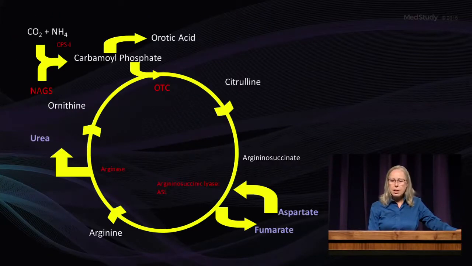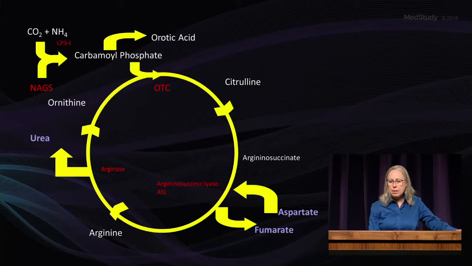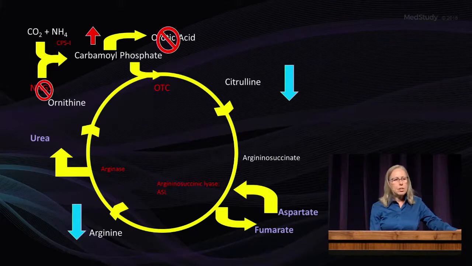All right, so up at the top, if CPS goes away, then ammonia goes up, you can't make orotic acid, citrulline goes down, and arginine goes down because you can't get into the cycle. So that's CPS1. If you take out NAGS, ammonia goes up, can't make orotic acid, citrulline goes down, arginine goes down. So they look exactly the same on screening tests.